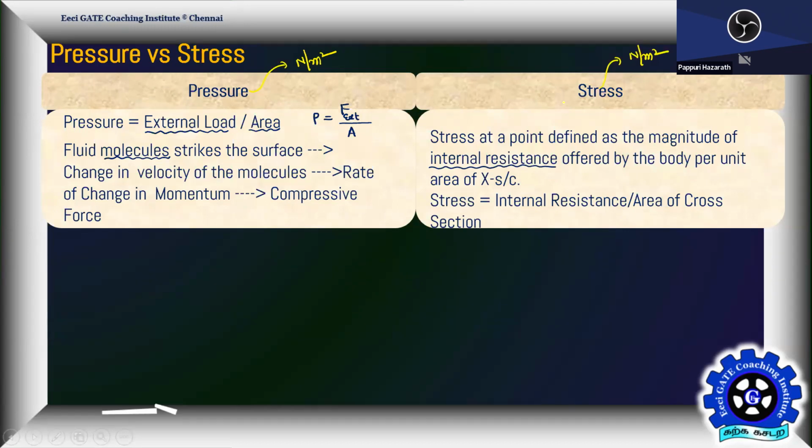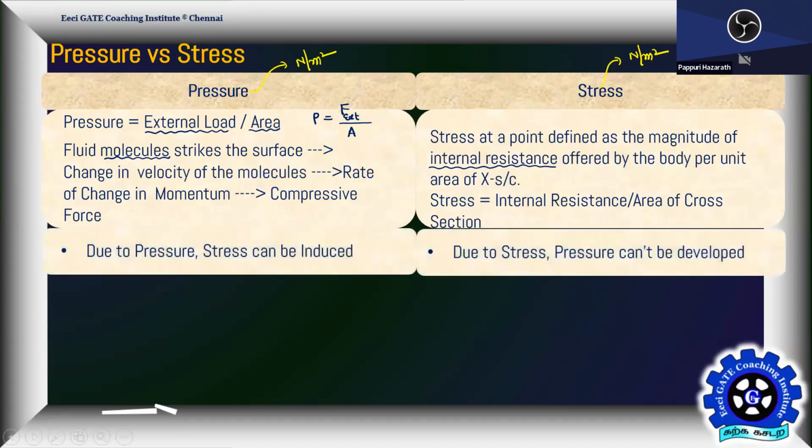Stress is nothing but the internal resistance offered by the body per unit area of cross section. Due to pressure, stress can be induced, but due to stress, pressure can't be developed. It is a very, very important statement.